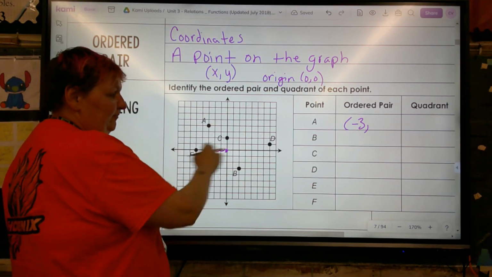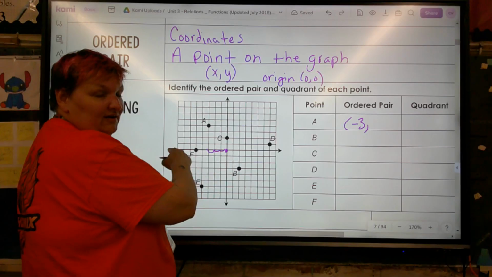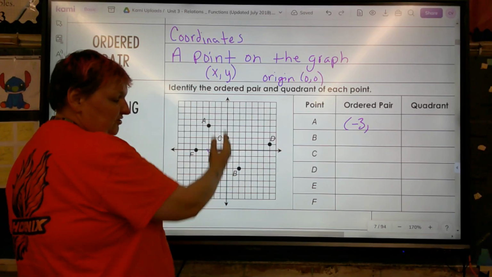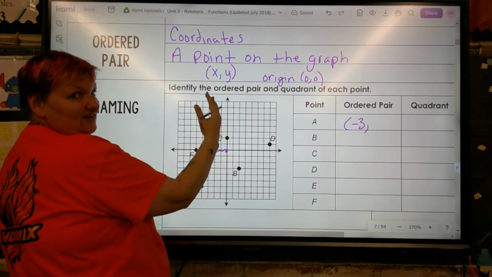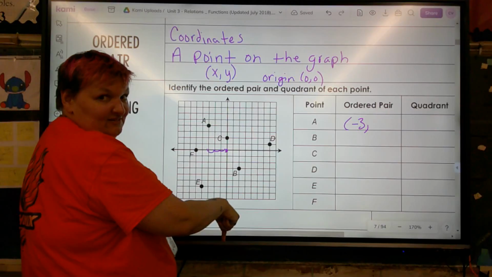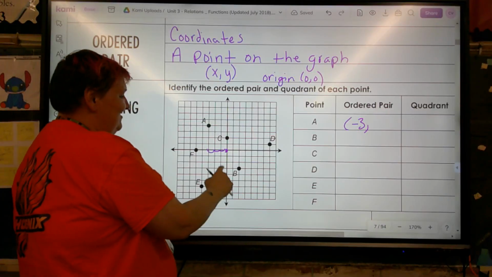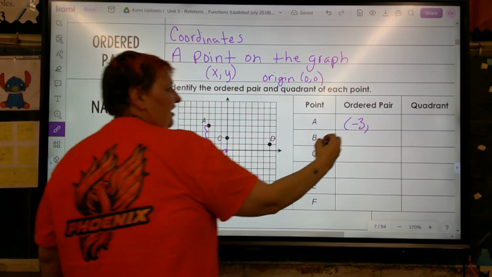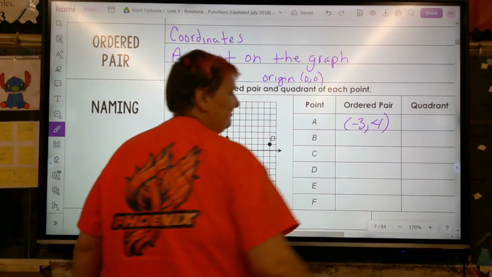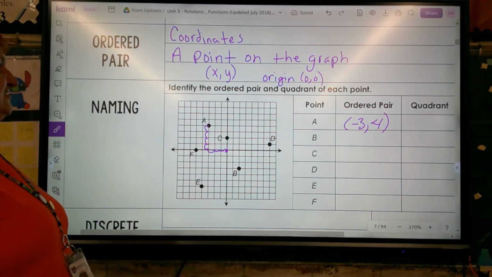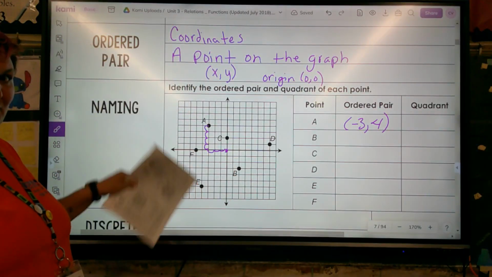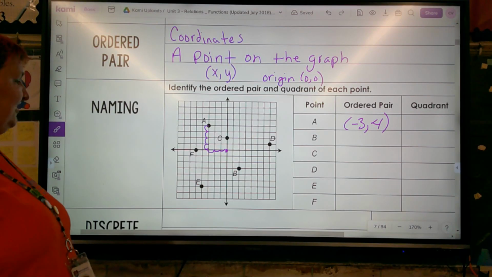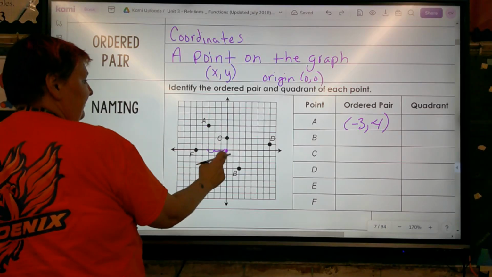3 left. Imagine it's a number line. Left is negative, right is positive. And then this is also a number line turned sideways. Up is positive, down is negative. All right, and we had to go 1, 2, 3, 4 up. So it's positive. Those are your coordinates. That's your ordered pair for that point.